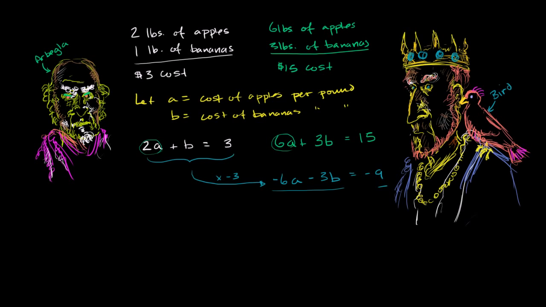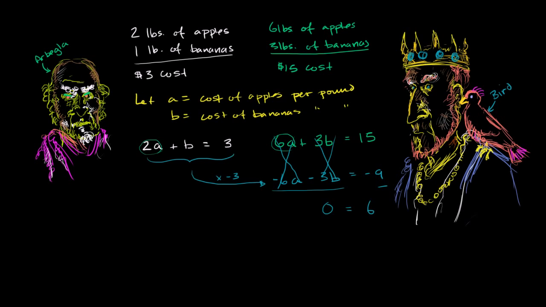Let's do it. So on the left-hand side, 6A and 6A cancel out. But something else interesting happens. The 3B and the 3B cancel out as well. So we're just left with 0 on the left-hand side. And on the right-hand side, what do we have? 15 minus 9 is equal to 6.